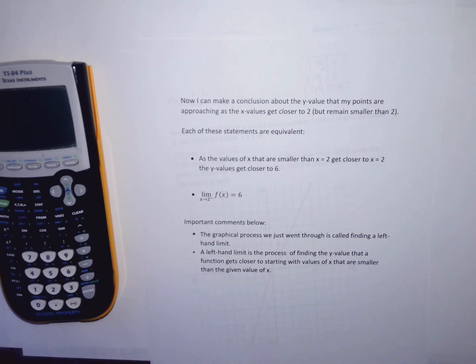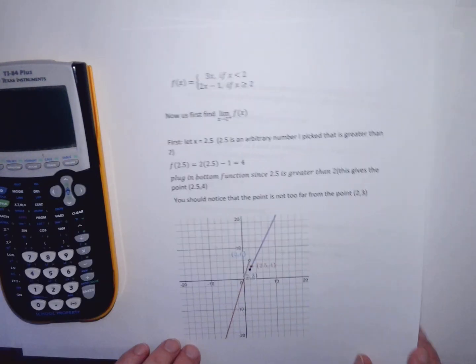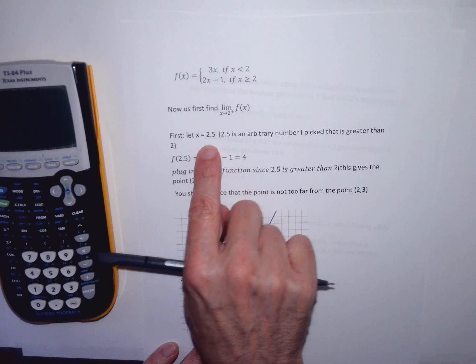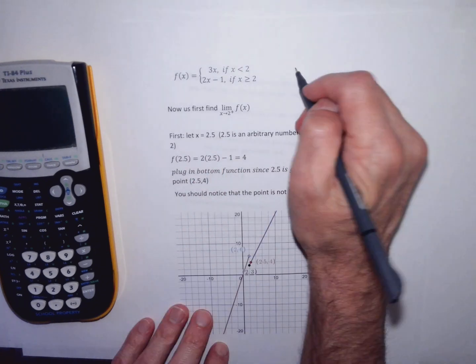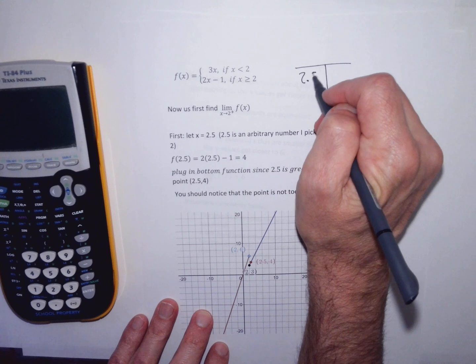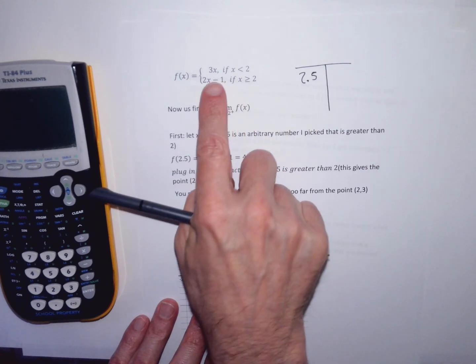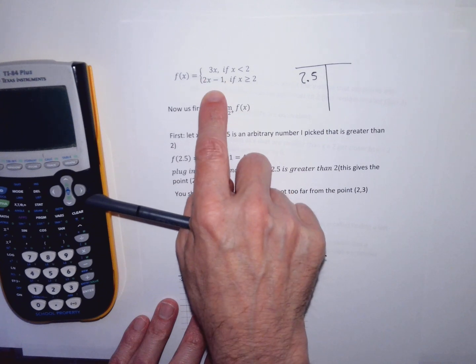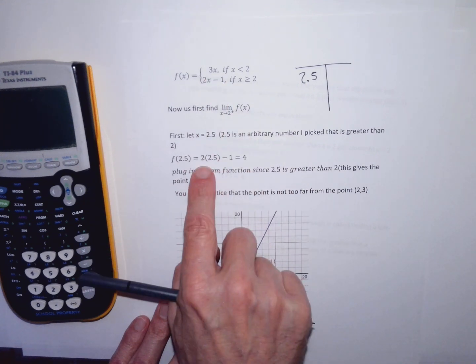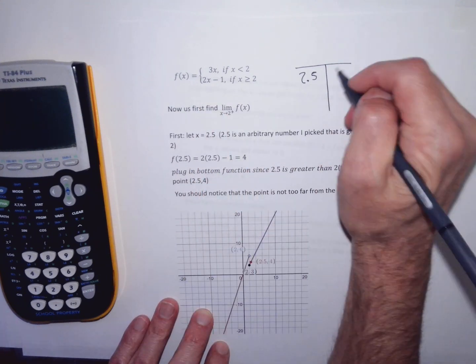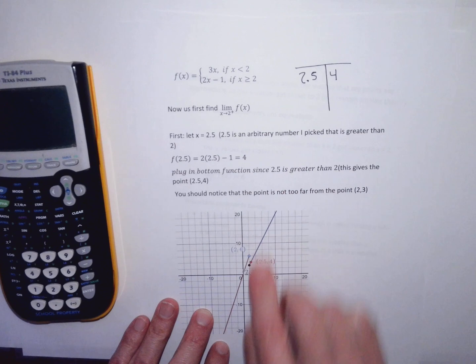Now let me do the right-hand limit. To do the right-hand limit, I need to plug in numbers that are bigger than 2. So I started off by plugging in 2.5. Immediately, because this is a piecewise function, I have to know what piece to plug it in. The top piece I plug into for numbers that are less than 2. The bottom piece I plug in for numbers that are 2 and bigger. So when I went to evaluate it, I put the 2.5 into the bottom function. And when I did that, I got 4, and I plotted the point.